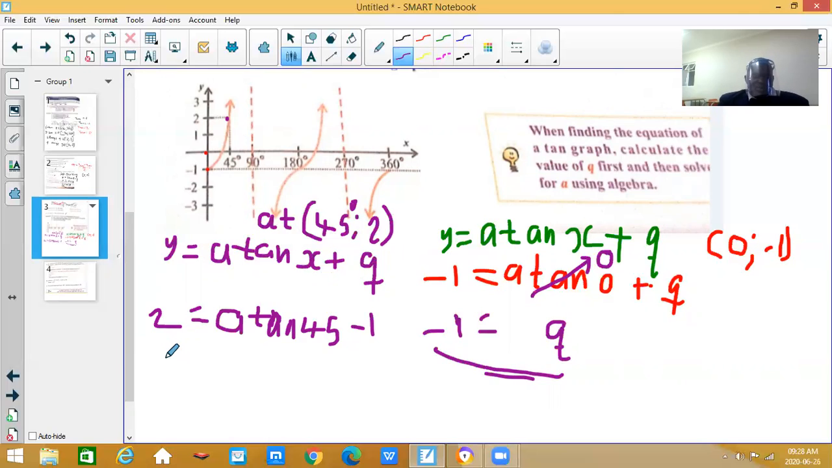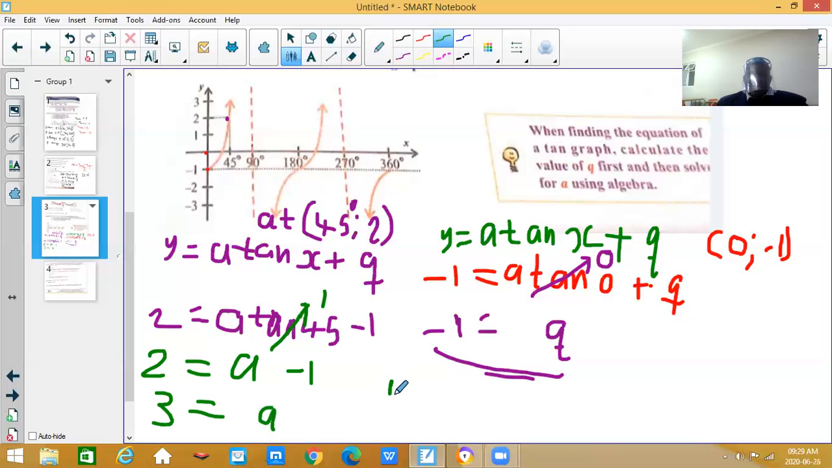Now, we want to simplify this and see what we're going to get. Let us say tan 45. You don't have to guess, you can use your calculator. What is tan 45 using our calculator? Tan 45 will give us 1. So we are saying 2 is equal to 1 times a minus 1. Now you make a the subject of the formula. So you transpose this -1 to the other side, so a will be 3.